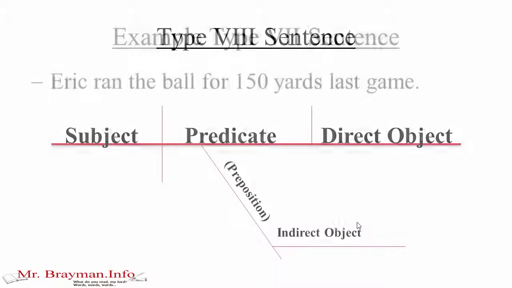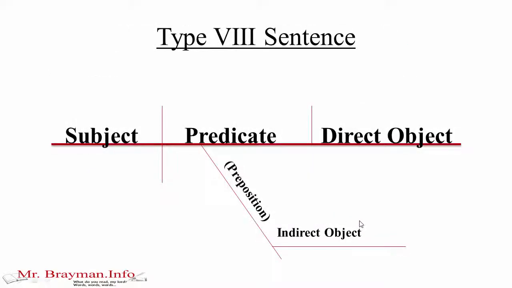Okay. All right, on to the type 8 sentence. You'll notice this looks just like the type 7 sentence, but we have this little prepositional phrase down here. The indirect object is actually part of a prepositional phrase, but sometimes the preposition isn't stated. We just expect it or we know it. It's understood in our language that the preposition that forms the indirect object can be omitted, and we still know what the speaker or writer means.